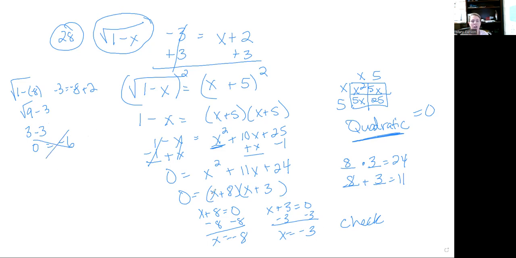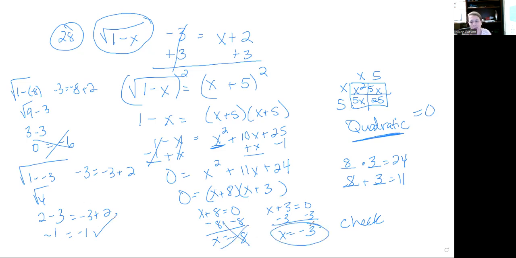Okay, then we need to try negative 3. The square root of 1 minus negative 3, minus 3, is that equal to negative 3 plus 2? Okay, that's going to give you the square root of 4. Square root of 4, that's 2. 2 minus 3, is that going to equal negative 3 plus 2? That's equal to negative 1. Yes. So the only answer here for this one would be negative 3.